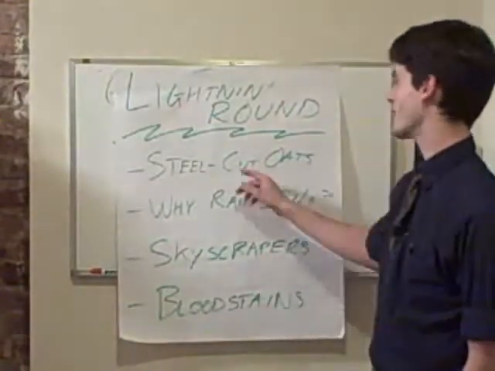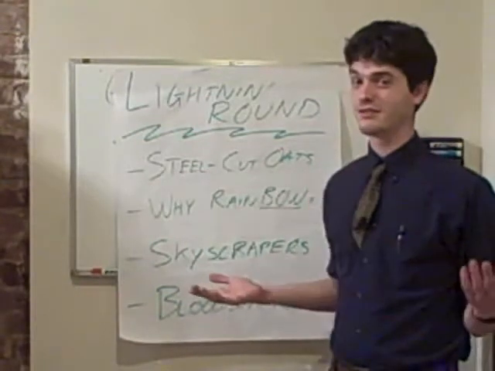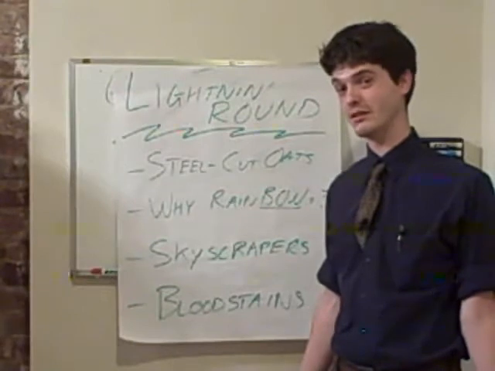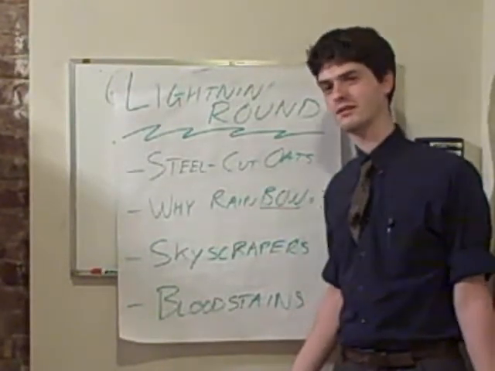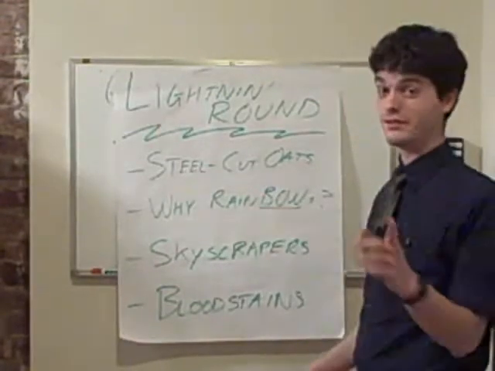Okay, lightning round, real quick. Steel cut oats, that just means that they're cut up and not just like whole oats, okay? Steel is the most common thing that they cut it with. I don't think it really matters necessarily that it's steel, but why would you cut it with flint, I guess? Anyway, why rainbows? This is a good question.